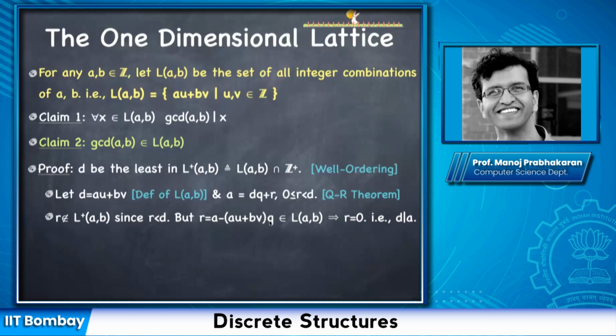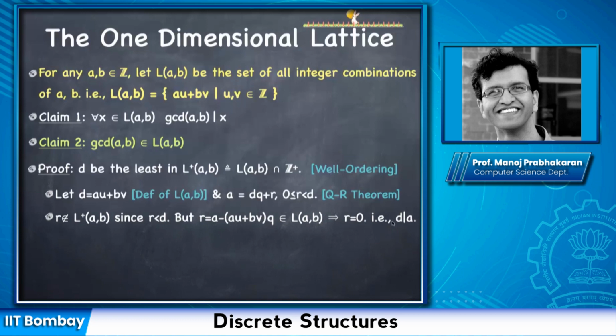Each of them has a factor Q also. So, let me say that once more, R can be written as A times (1 minus QU) plus B times (minus QV). So it is some integer combination of A and B. Therefore, it is in the set L(A,B). But it's not just in the set L(A,B), it's also greater than or equal to 0, so it is non-negative. But it cannot be positive, because then it would have been in L plus (A,B), and we just now said R is not in L plus (A,B). So the only way out is that R has to be equal to 0.